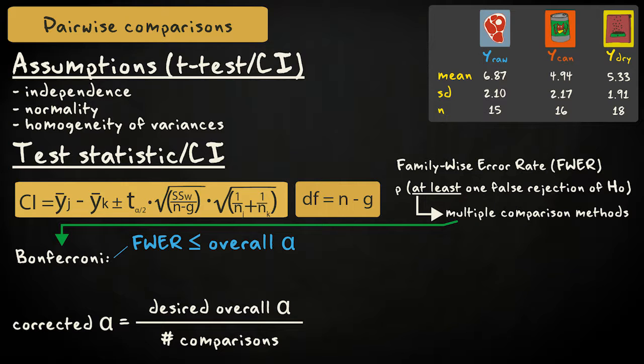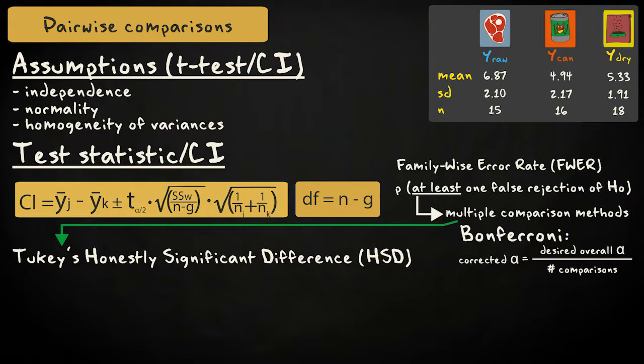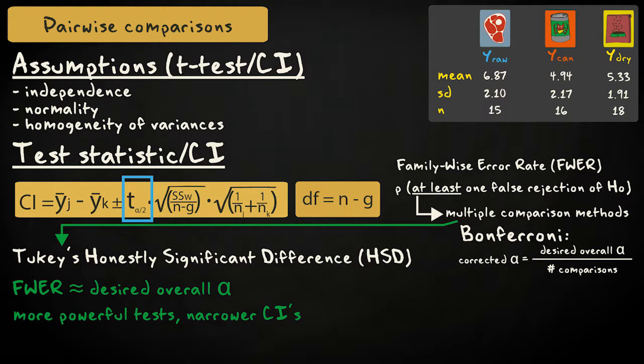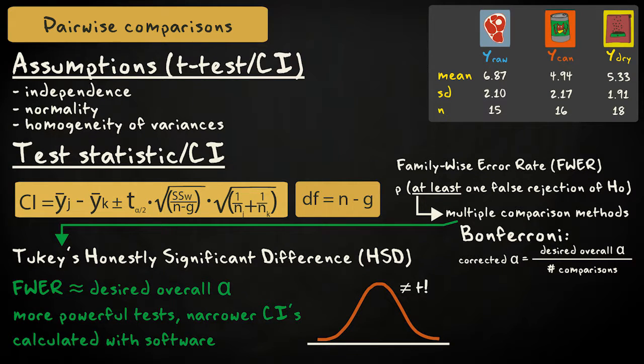In many cases, the correction is overly conservative, resulting in a smaller alpha and less power. Tukey's honestly significant difference method is less conservative. The actual probability of falsely rejecting the null is closer to the desired overall alpha. It results in more powerful tests and narrower confidence intervals than the Bonferroni method. Tukey's method uses a test statistic distribution slightly different from the t-distribution, so we'll leave the calculation of the test statistic, confidence interval, and p-values to software.